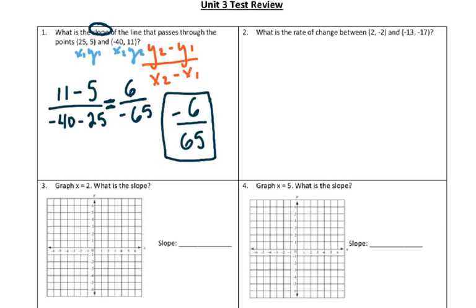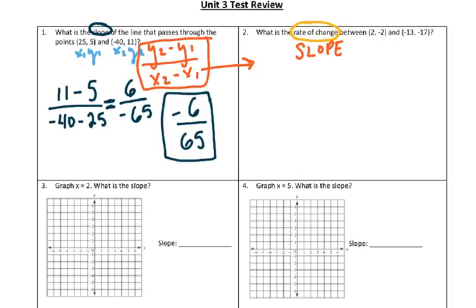So in number 2, you're going to do the same thing. It says, what is the rate of change? But don't forget, rate of change means slope. Every time you see rate of change, it's the same as slope. So you are just using your slope formula for number 2. Label your points, plug them into the slope formula, and see what you get. Not too difficult.